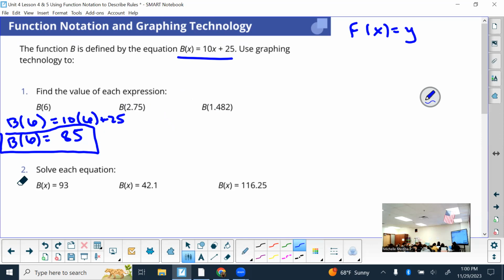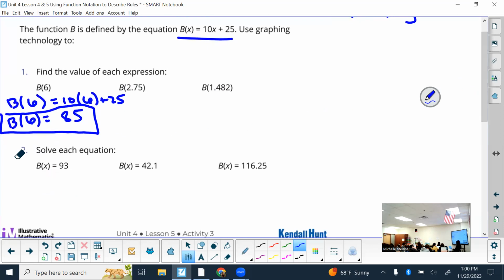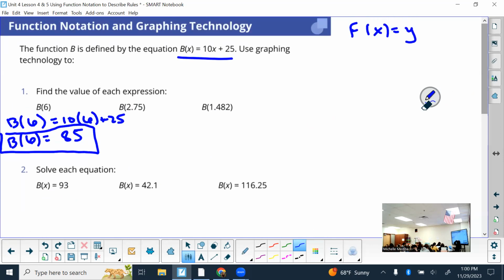Now, let's look at number 2. What are they providing me, the input or the output? On number 2, they're giving me the outputs. And I know that they're giving me the outputs in each of them because X is still X. The one that got replaced with a number is your Y, the output is what Y is.